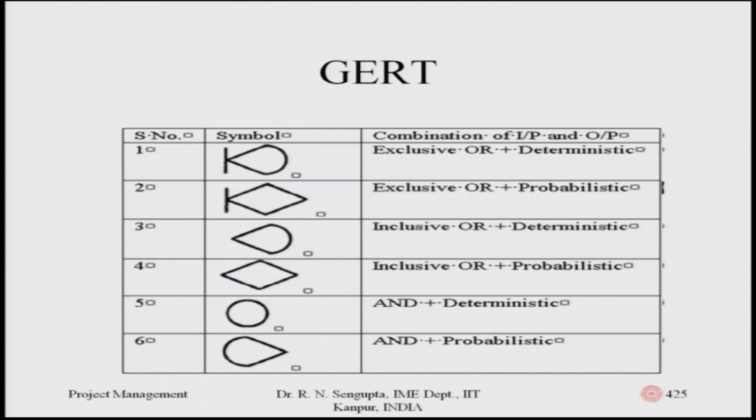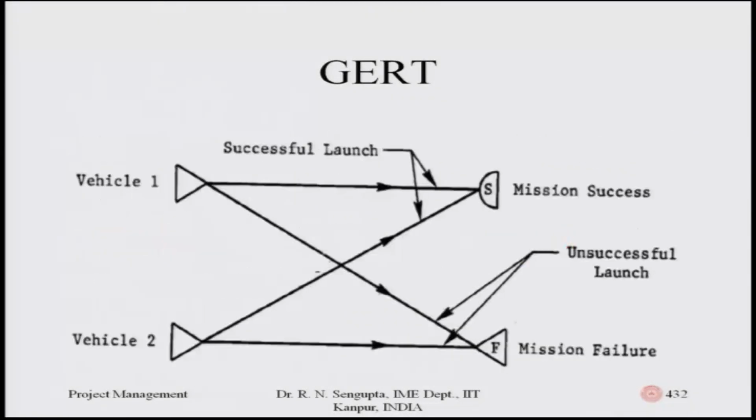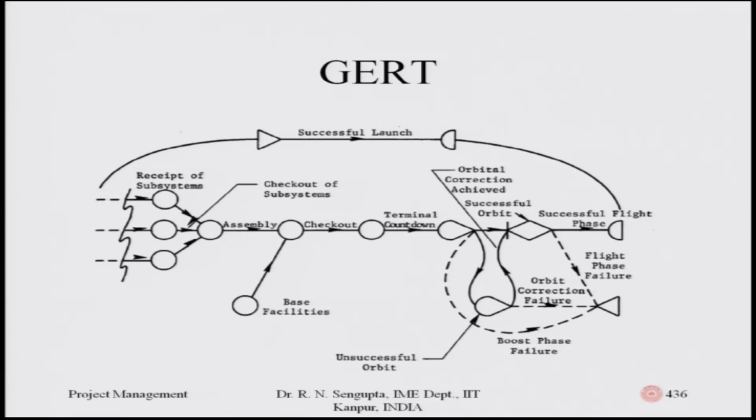So, coming back to our problem description in a more qualitative framework such that the idea gets much clearer. You have the terminal countdown where I am pointing my finger, and based on that you have the concepts where it goes to the orbital correction achieved and the successful orbit being achieved. Then you have the boost phase of the rocket, and one of them, if you see here, is the unsuccessful orbit being achieved, which means there would be an unsuccessful stage there.